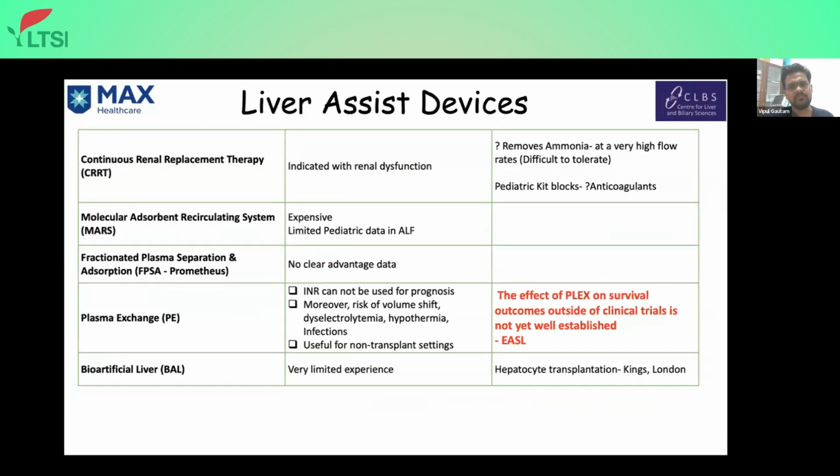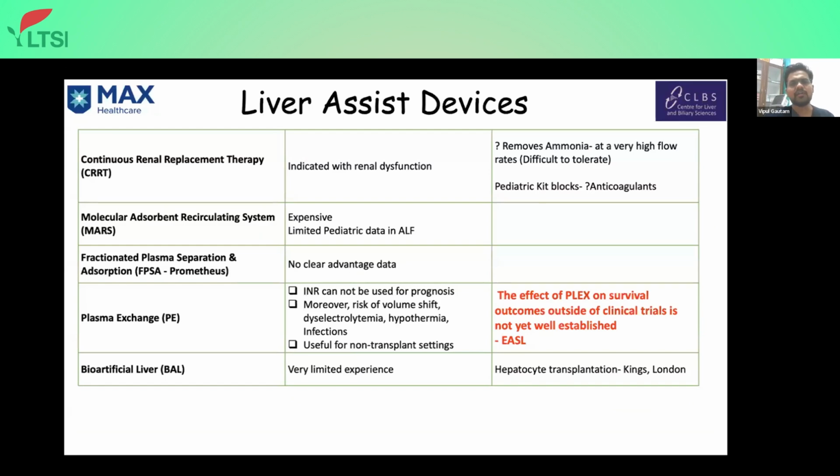Next. Talking about liver assist devices, there are a lot of things propagating the use of liver assist devices like CRRT, plasma exchange, and everything. But we really need to see what the actual indication is. Like if you're dealing with Wilson, using plasma exchange is okay. But for other cases, it needs to be discussed. Like CRRT, it is indicated with renal dysfunction if there is AKI or something else.